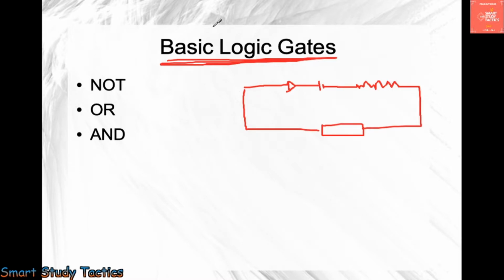You people are making this type of circuit in your physics books. So make sure that these circuits are coming from these gates only. Now a gate is a basic electronic circuit. I'm giving you the definition of a gate: a gate is an electronic circuit which operates on one or more signals to produce an output signal.